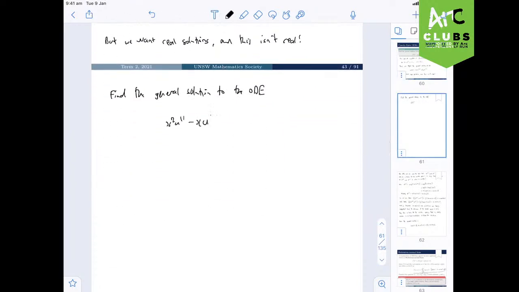minus xu dash plus 2u equals 0. So the indicial equation is r times r minus 1 minus r plus 2 equals 0, and that's r squared minus 2r plus 2 equals 0. We can solve this by just completing the square, and we get r equals 1 plus minus i.